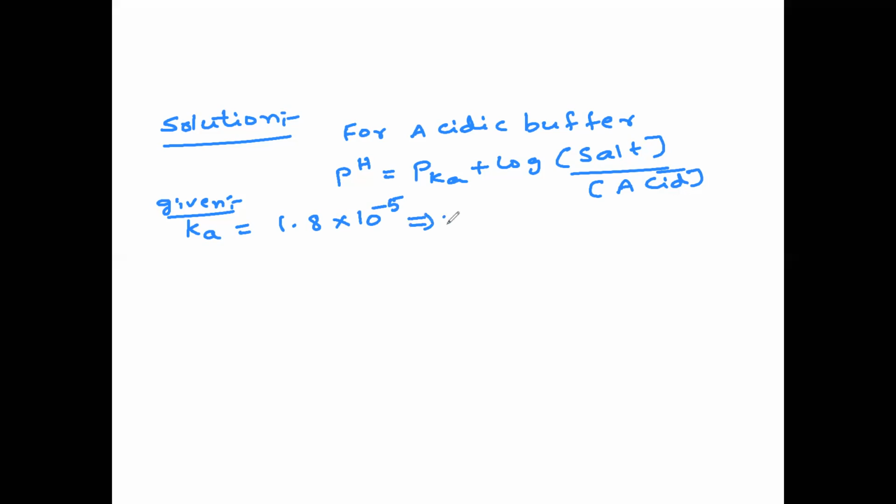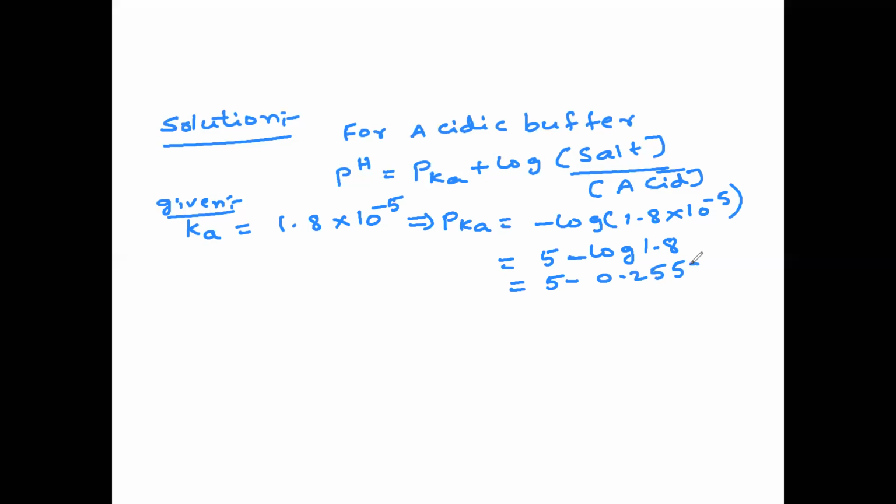This implies pKa is equal to minus log of 1.8 into 10 to the power of minus 5, which is equal to 5 minus log 1.8. And log 1.8 value is equal to 0.2553. So 5 minus 0.2553 is equal to 4.74 approximately, 4.7447. This is the pK value.